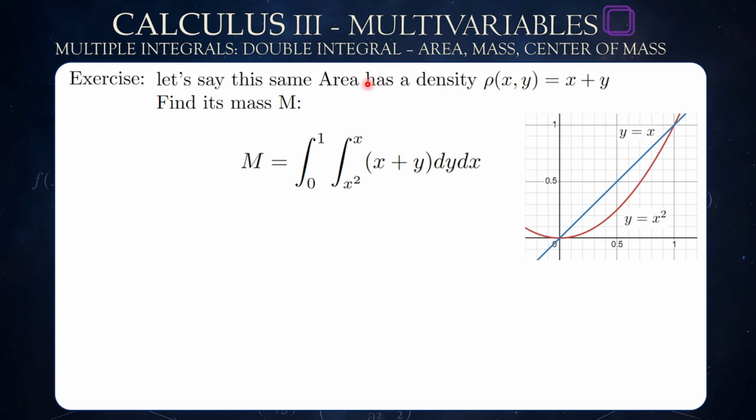Let's say the same area has a density function rho(x,y) equal to x plus y. Find its mass m. M is equal to the integral from 0 to 1, integral from x squared to x, of x plus y dy dx.